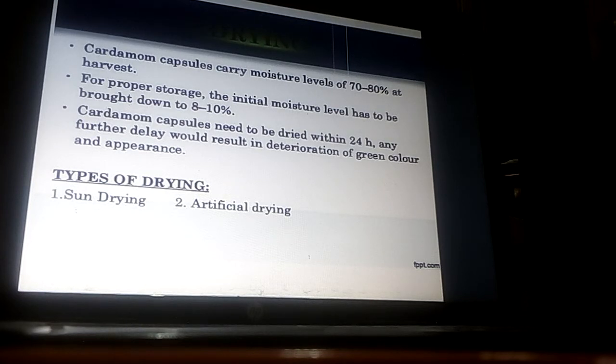So for drying there are two methods, the sun drying method and the artificial drying method. But generally fruits dried by the sun drying method are preferred because the aroma is maintained as it is and the fruit remains intact, while in the artificial drying method the fruits shrink and that appearance persists in the final product, but they remain green in color.